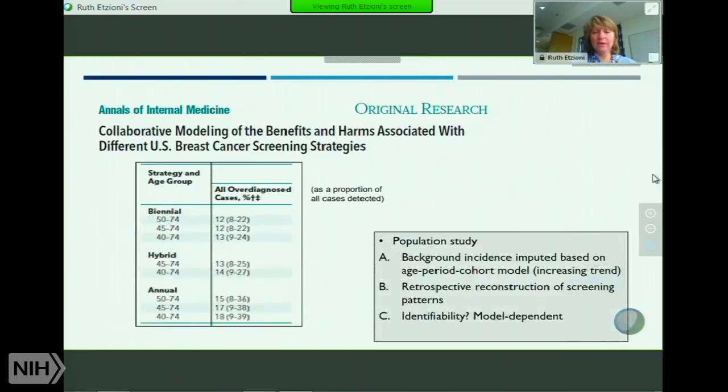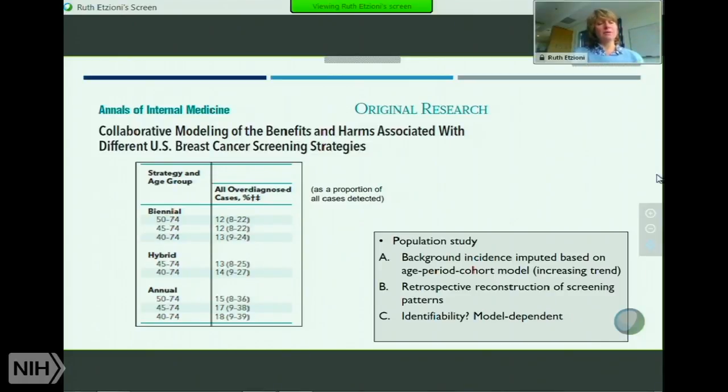in a very intuitive way. The first study I'm going to show you is one that was published with the U.S. Preventive Services Task Force update of their breast screening recommendations earlier this year. And in this study, it's a population study, and the background incidence was imputed based on an extrapolation using age period cohort modeling from the period prior to the introduction of screening. This was a population study with a retrospective reconstruction of screening patterns.